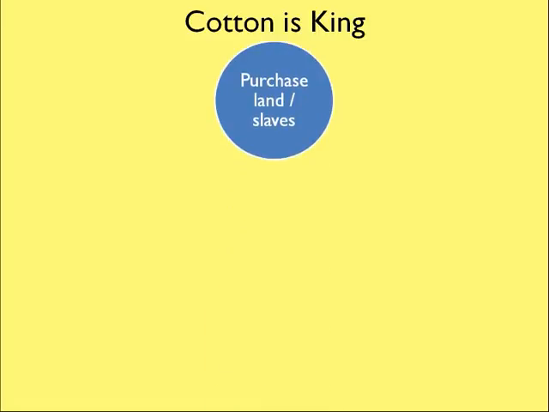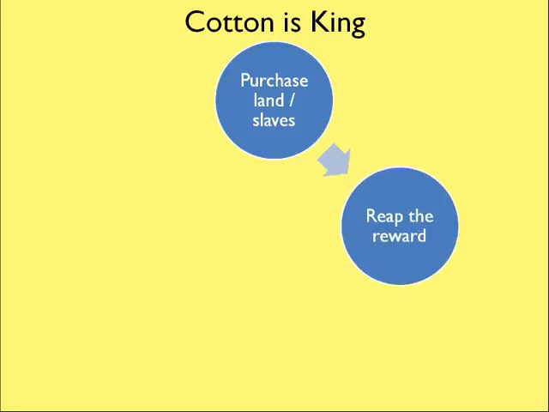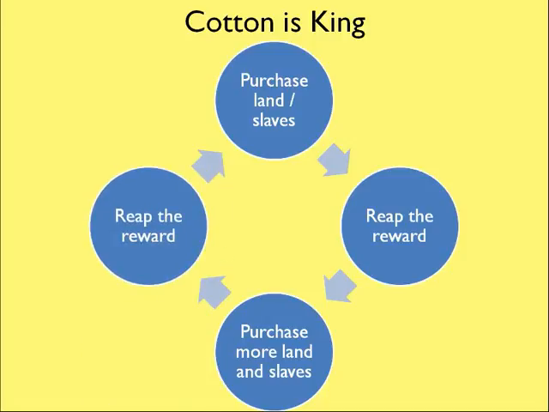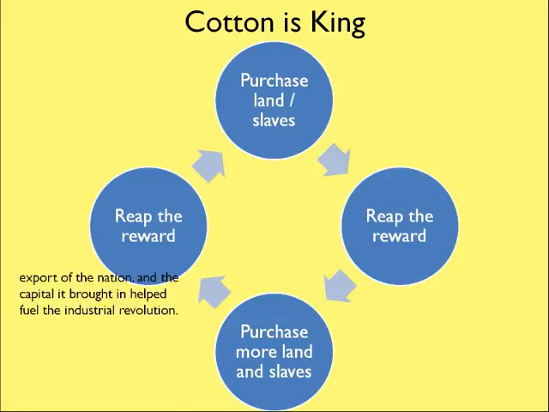Now, it's a self-perpetuating system. If you get started, you can purchase some land, you can purchase some slaves, you can reap the rewards and earn some money and use that to purchase more land and more slaves. It's self-perpetuating and created an elite, super rich, small group.